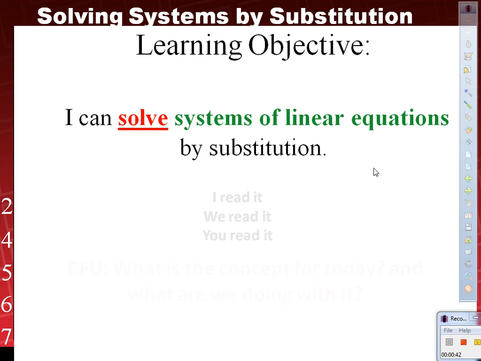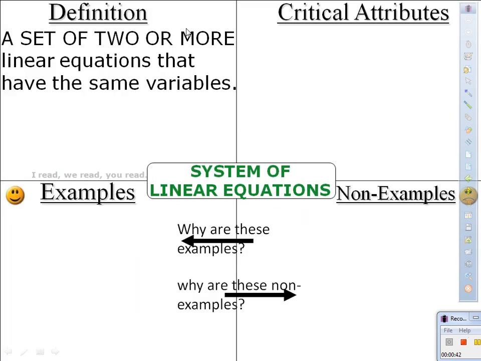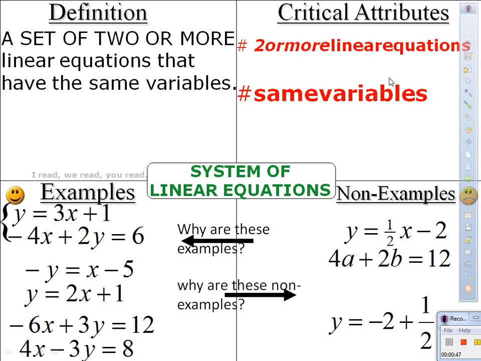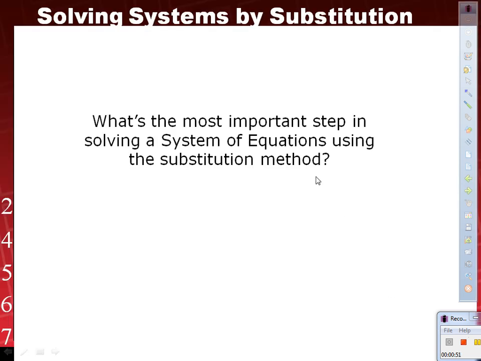So our FAIR model had something like that: the set of two or more linear equations, same variables. It gave you guys an example and a non-example. All right. And since we are in the second semester, now we're going to start filling in our summary section. So go down to the bottom where the Cornell notes summary section is. The line right above that, write that question, please.